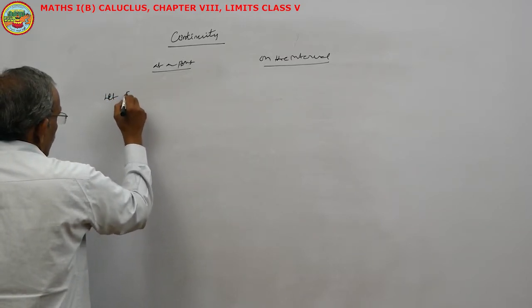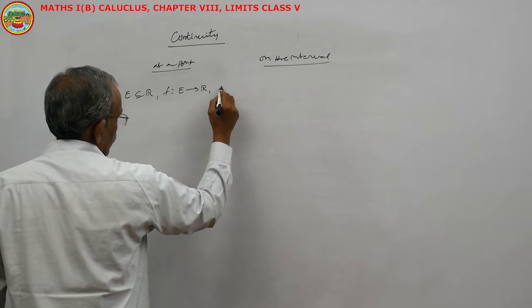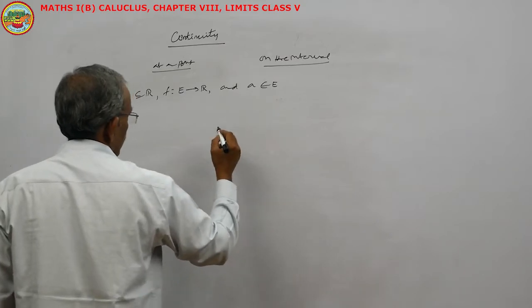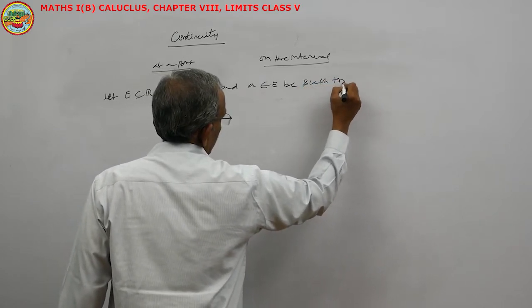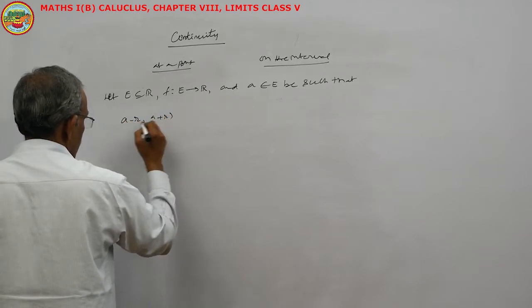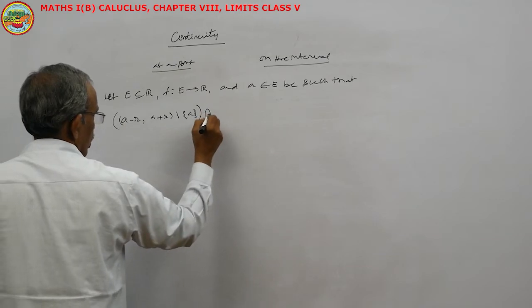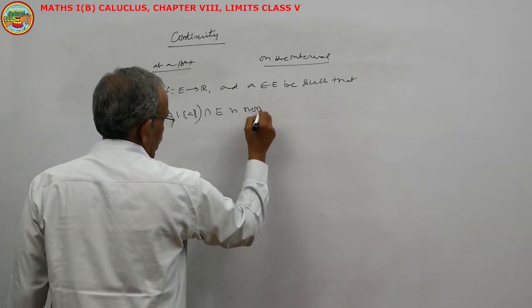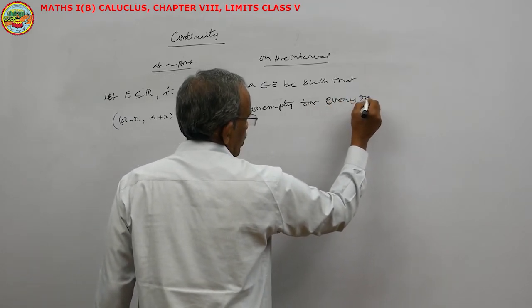Let E be a subset of R, f a mapping from E to R, and a belongs to E, such that the deleted neighborhood of a, that is (a minus r, a plus r), is non-empty for every r greater than 0.